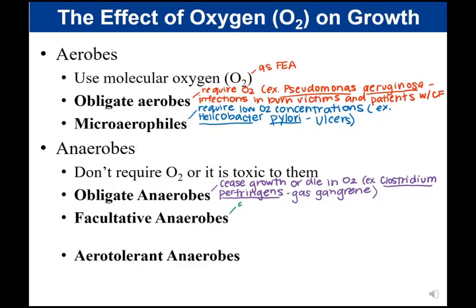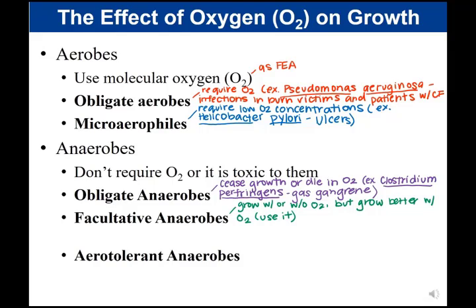And our facultative anaerobes grow with or without O2, but grow better with O2, meaning that they will use it when given the choice. So for these organisms, they do use oxygen. However, they don't require it. And so that's why I wrote grows with or without oxygen, but grow better with.